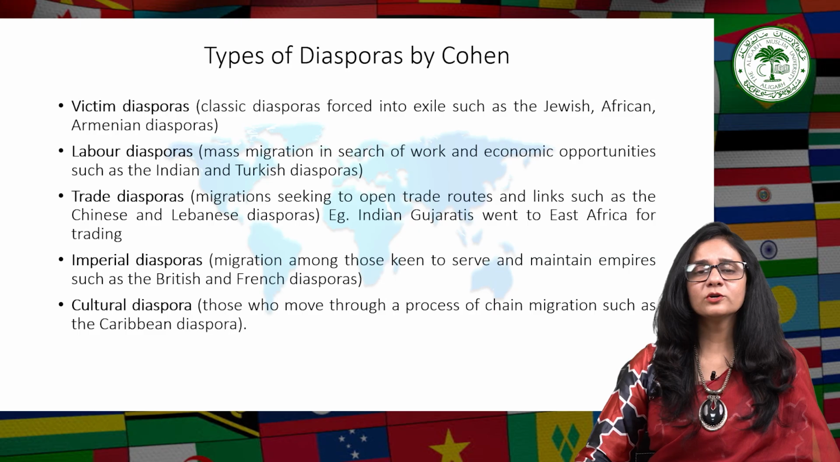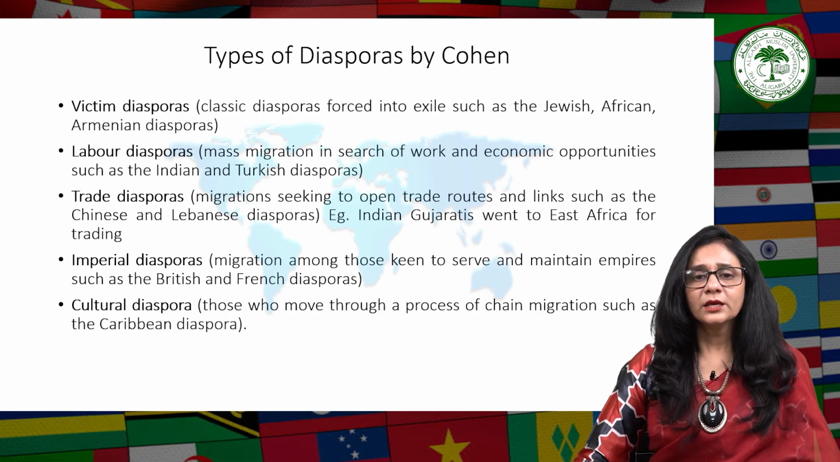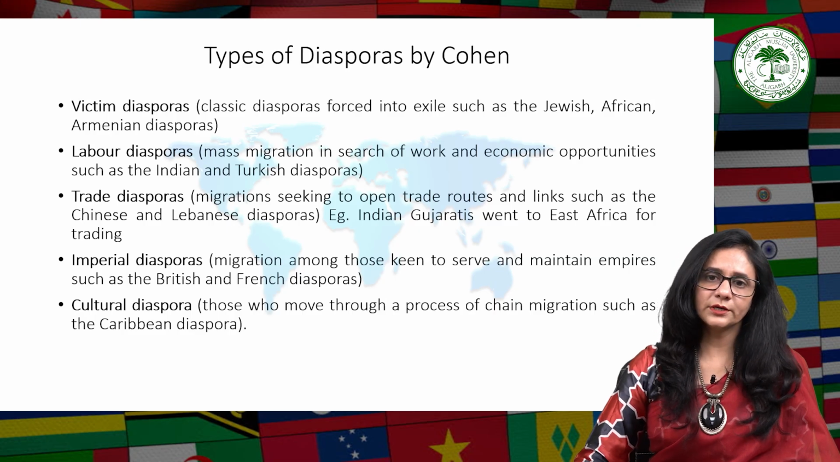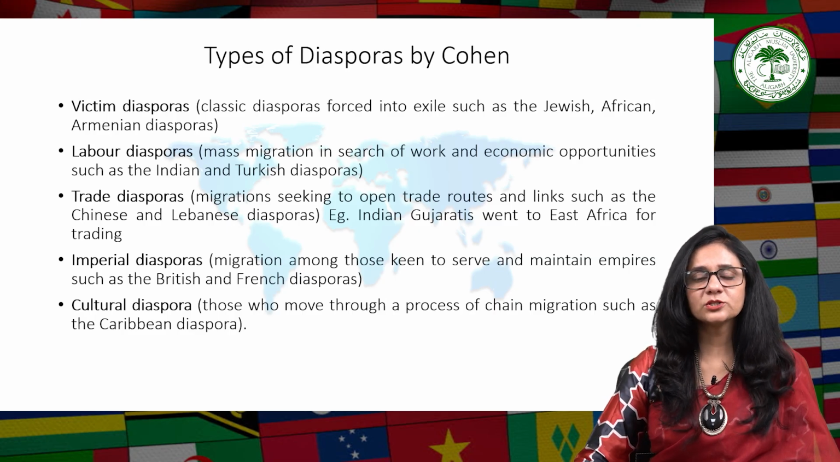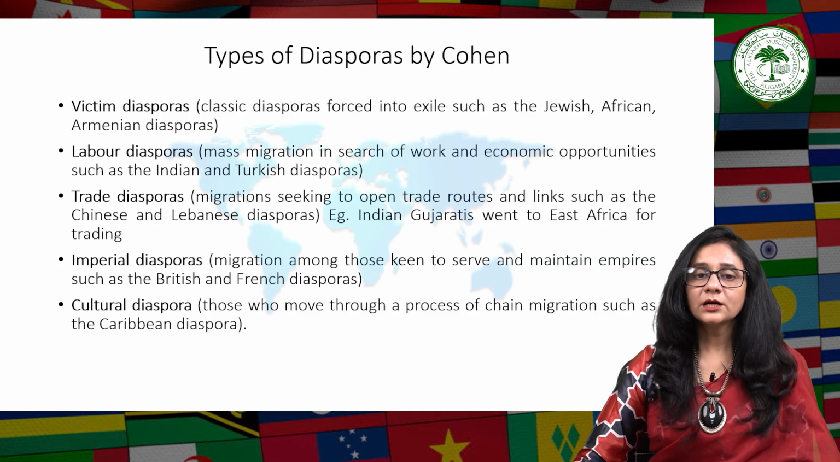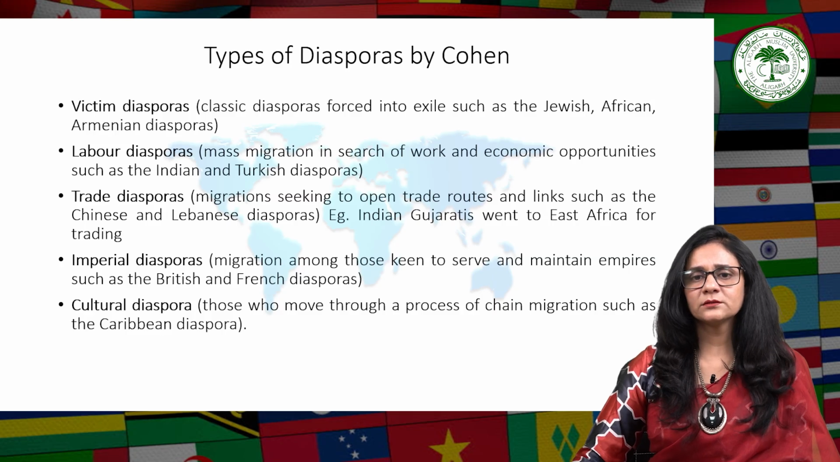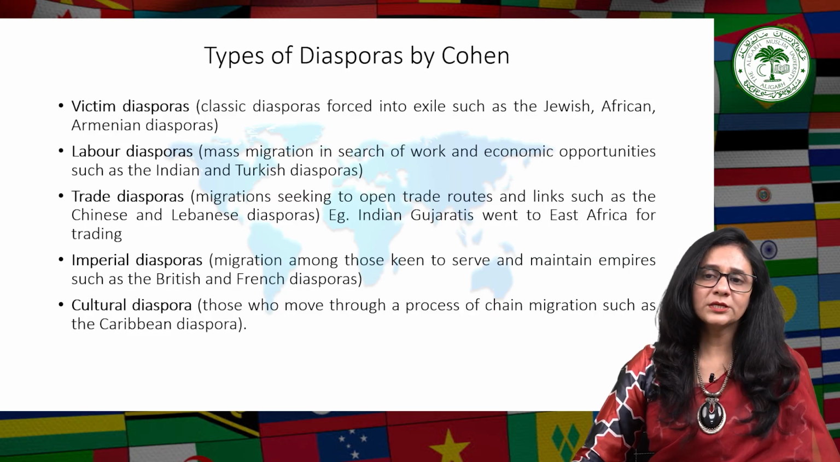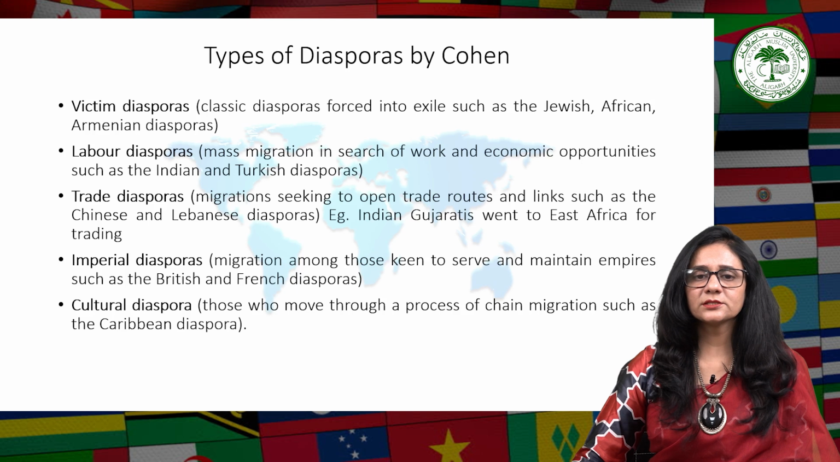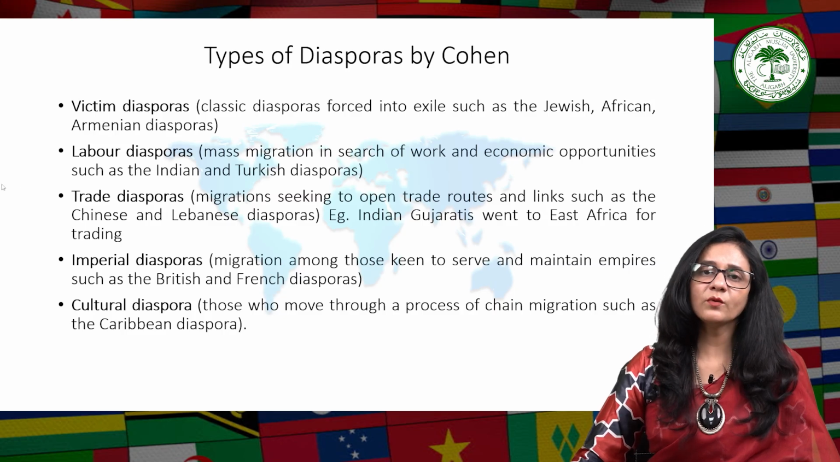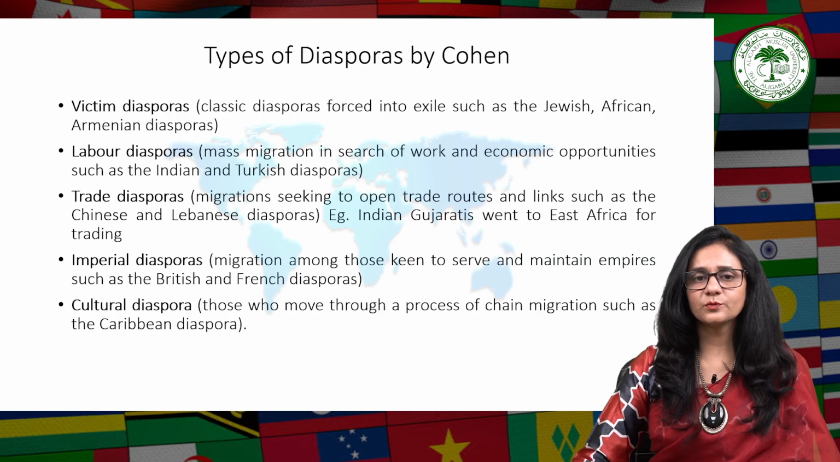Next, Cohen talks about labor diasporas. Here we find mass migration in search of work and economic opportunities, such as Indian diaspora and Turkish diasporas. Third one is trade diaspora. Here migration takes place seeking to open trade routes and links, such as the Chinese and Lebanese diaspora. There is one example also, like Indian Gujaratis, they went to East Africa for trading. So it is one such example of trade diaspora.